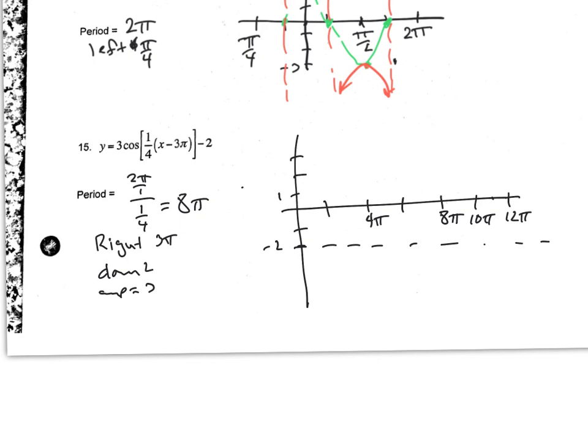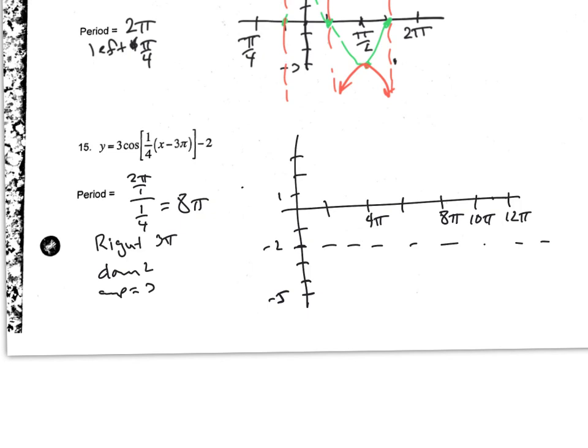And our amplitude is 3. So you have to be able to graph down to -5 and up to +1. No reflection. This is just regular cosine, so we won't have asymptotes. So maybe we just graph it all together. So cosine is supposed to start high. So we're going to move this thing to the right 3 pi.